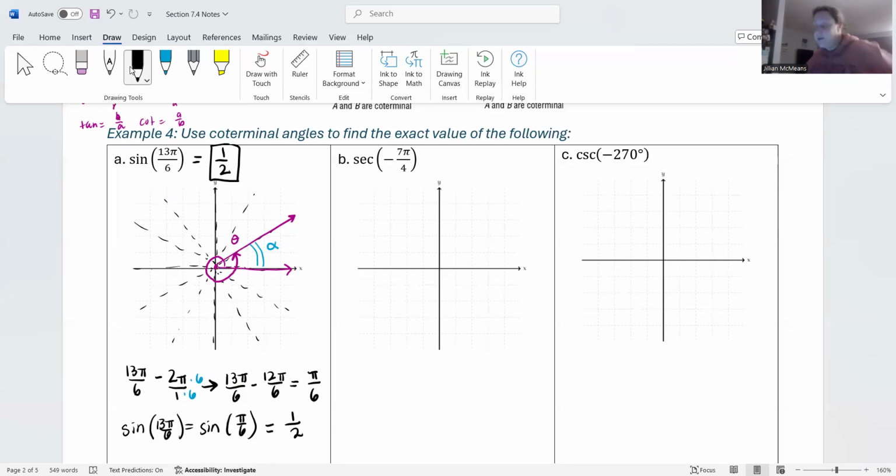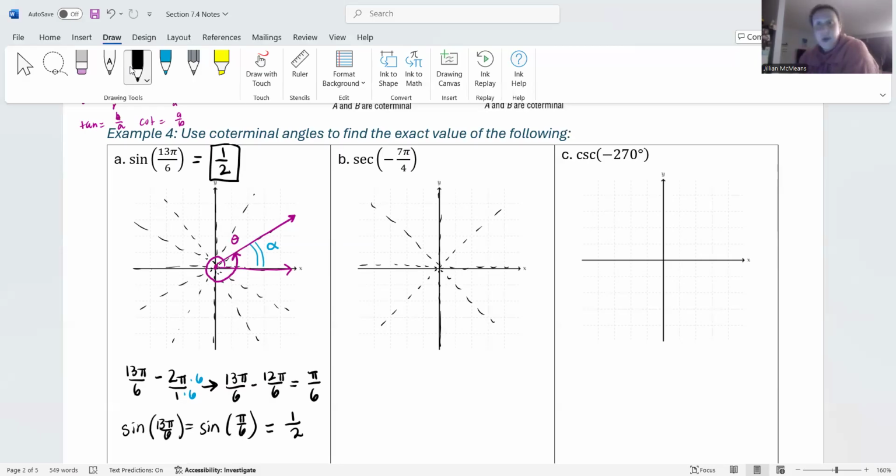So we have secant of negative 7 pi over 4. From 0 to pi, let's split it into 4 pieces, and then from pi to 2 pi, let's split that into 4 pieces. So this would be 1, 2, 3, 4, and then we've got 1, 2, 3, 4. So we split 0 to pi into 4 pieces and then pi to 2 pi into 4 pieces. And let's just count off and see what this angle looks like.